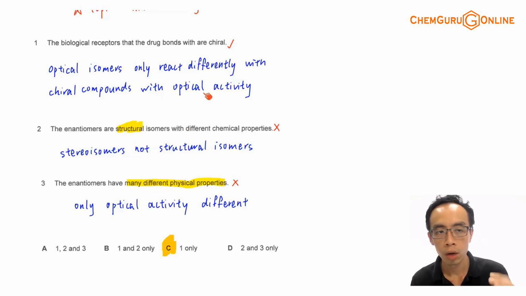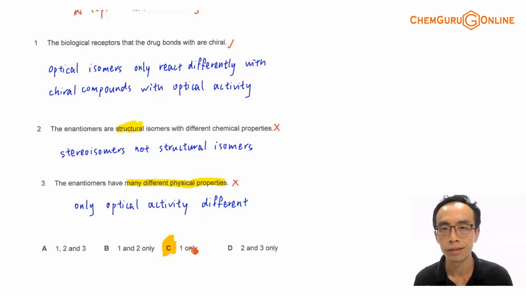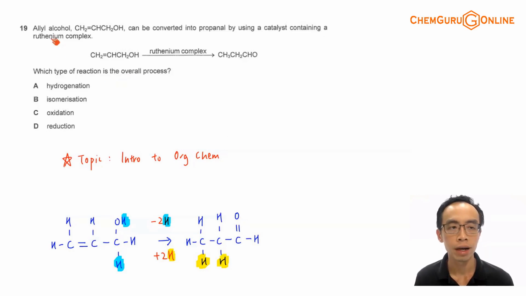So in this case, only statement number 1 is valid. Answer to this question will be C. Now, question 19, we have allyl alcohol. The compound is here. Can be converted to propanol by using a catalyst containing a ruthenium complex.